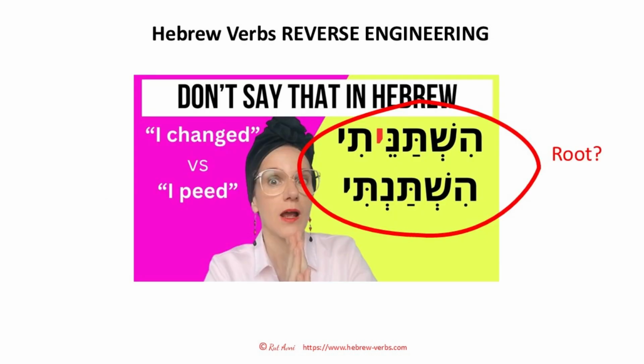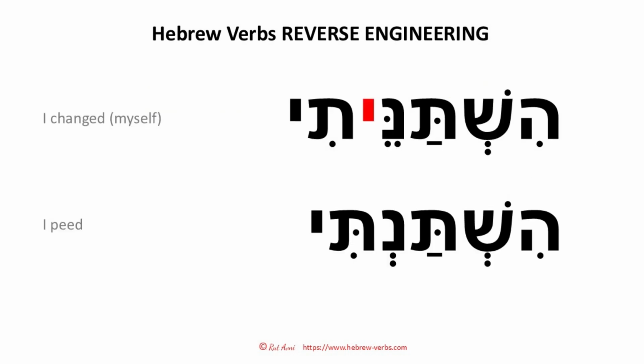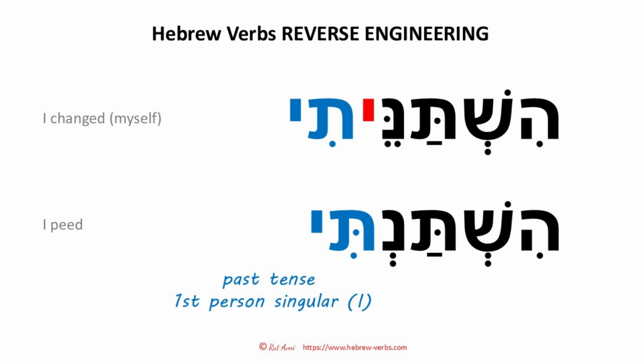Okay, these are here again, those two verbs, and we start with the root. Now let's put that a little bit bigger. I changed myself. That means inside me, I changed. I became a different person. That's the kind of change, okay? Hishtaneti, and I peed, hishtanti. So what are the similarities? Here we have T at the end. T is past tense for the first person singular, I. That is the case in all the binyanim. Past tense, I did something. The verb always ends on T.